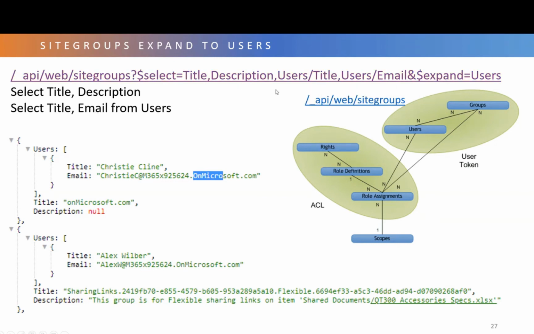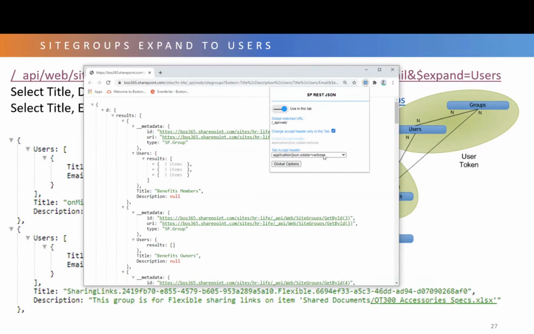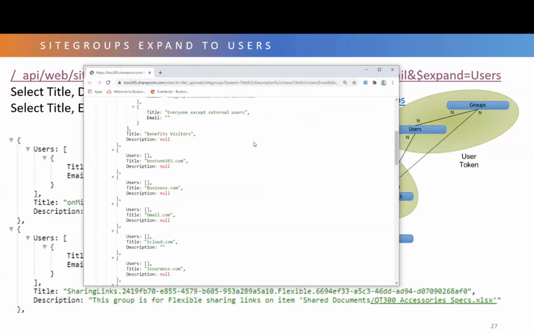So if I show that to you. So I use this plugin. This plugin is called SP REST JSON. And this is the plugin I use, and you have to turn it on, and then you have to change the response headers. So I like to change the response headers to no metadata, and that cleans it up. And this is how I can do a quick audit on a site.